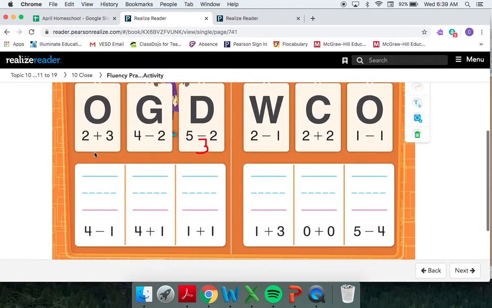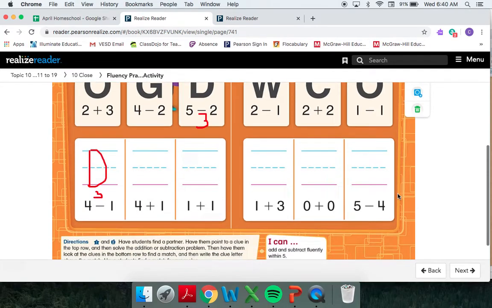So my suggestion would be to go through and have the kids solve each of these problems first, and then go down and solve these problems as well. And then it's kind of like a clue matchup. So if this equals 3 up here, they want to find the clue down here that equals 3. So 4 minus 1 equals 3. And then they're going to write that letter that matches that clue, D. Okay, and so they're going to do that for the remainder of these problems for this page 1.